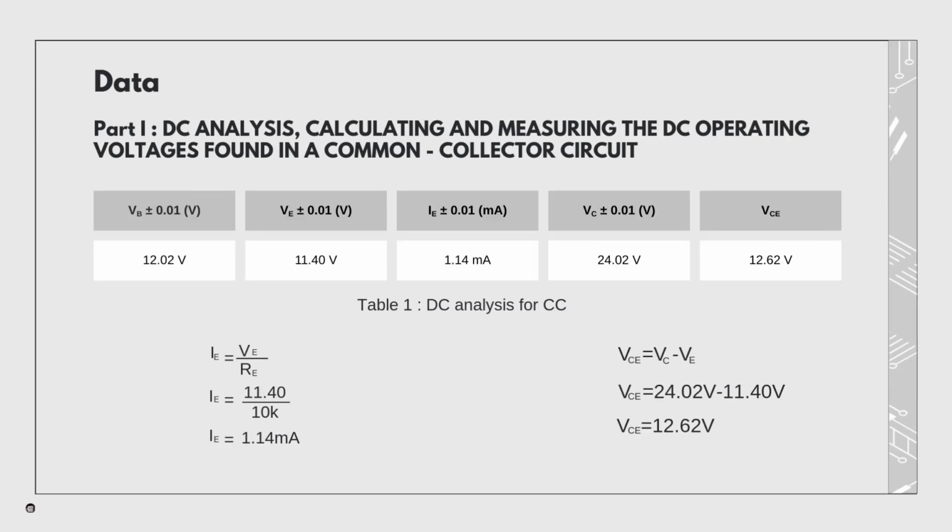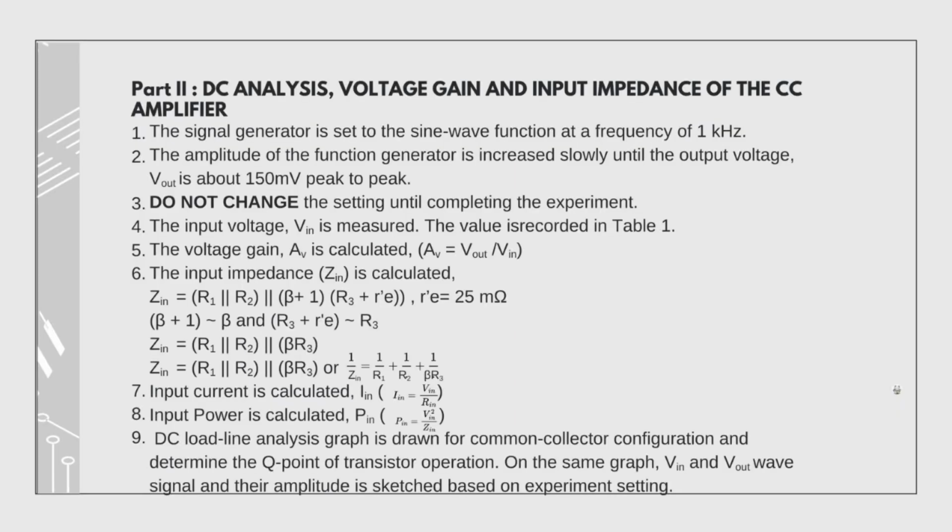For the calculation part, to find the IE, we need to divide the VE over RE, and we got the answer 1.14 milliampere. For VCE, we need to deduct VC minus VE, and we got the answer of 12.62 volt. Next is part 2, which is AC analysis, voltage gain, and input impedance of the CC amplifier.